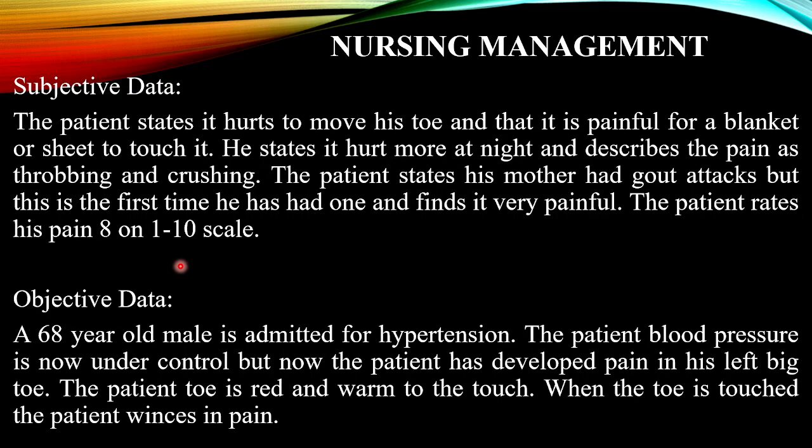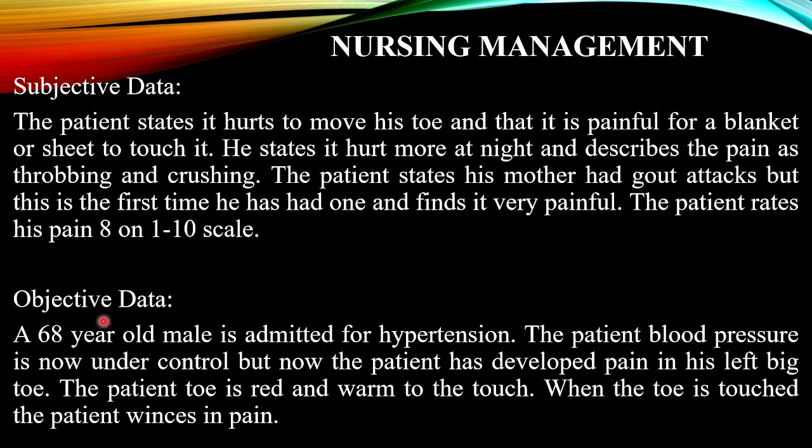Then subjective data. The patient states it hurts to move his toe and that it is painful for a blanket or sheet to touch it. He states it hurts more at night and describes the pain as throbbing and crushing. The patient states his mother had gout attacks, but this is the first time he has had one and he finds it very painful. The patient rates his pain 8 on a 1 to 10 scale.